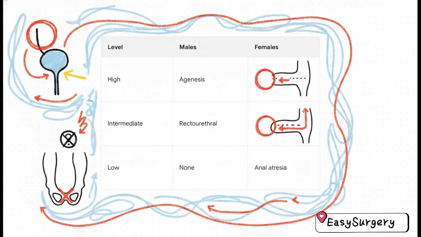It's actually kind of amazing how the specific type of fistula flawlessly categorizes the anomaly's severity across males and females. For high-level anomalies, males often experience anorectal agenesis, while females see rectovaginal fistulas. Conversely, for low anomalies, males rarely present with pure low anomalies, while females commonly present with anal atresia. Mapping these variations is exactly how we build our surgical plan.